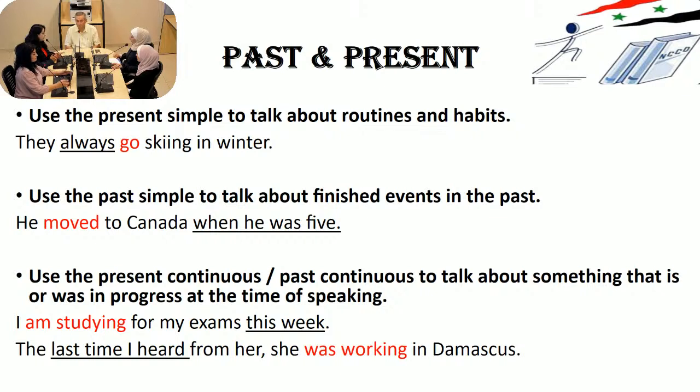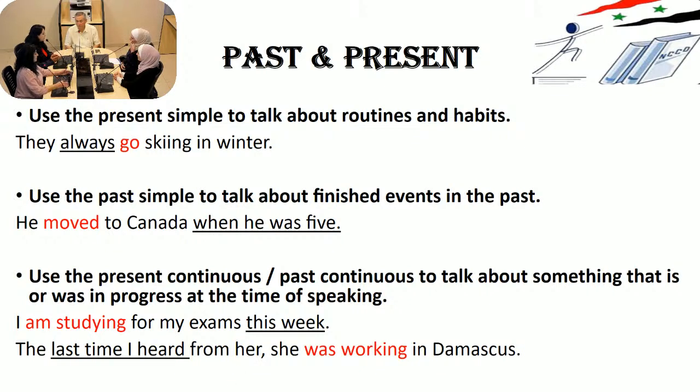Now with the present continuous and past continuous, the form is the verb to be plus ing: is, am, are plus ing in the present continuous, and was or were plus ing in the past continuous. And we have time references as well, like this one, I am studying for my exams this week. So with today, this week, at the moment, now, it means something is happening now. These are keywords for the present continuous.